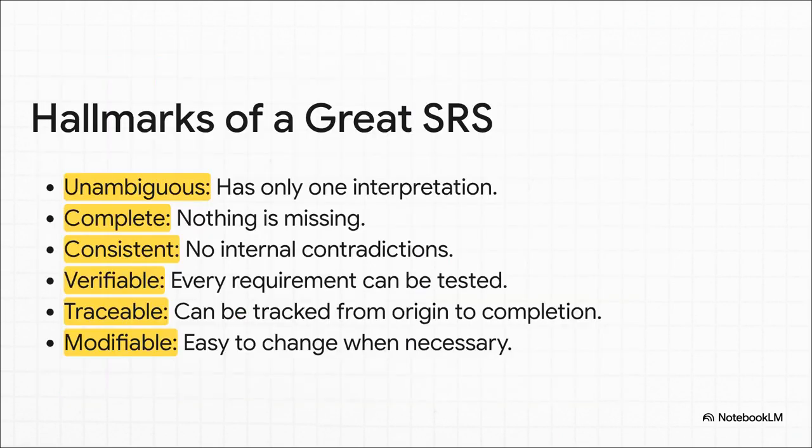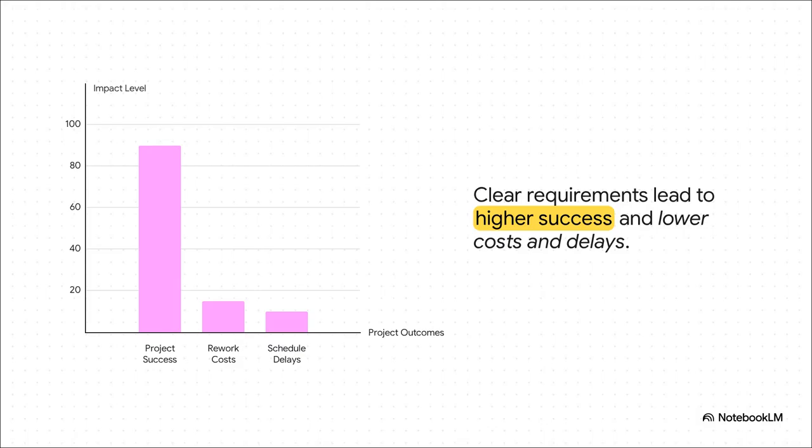But a great SRS isn't just a long list of stuff. It has to meet some really high-quality standards. For one, it's got to be unambiguous, so clear that there's no way two people could read it and get different ideas. But you know what the real game changer is? Every single requirement has to be verifiable. If you can't design a test to prove that it's been done right, then it simply shouldn't be in the document, period.